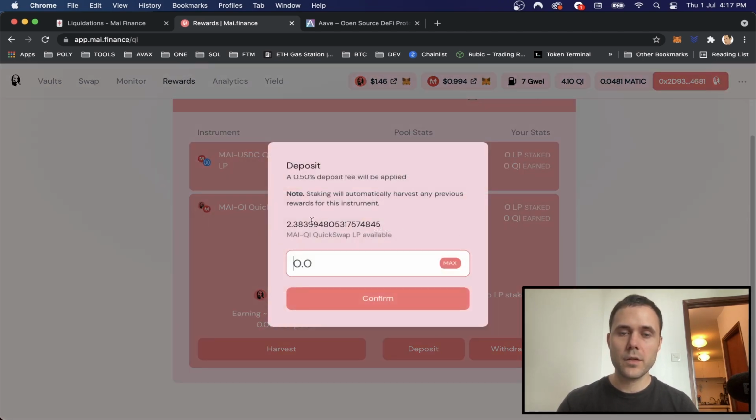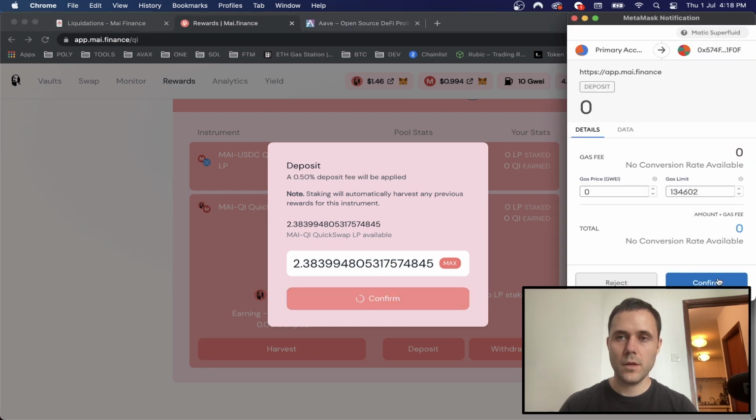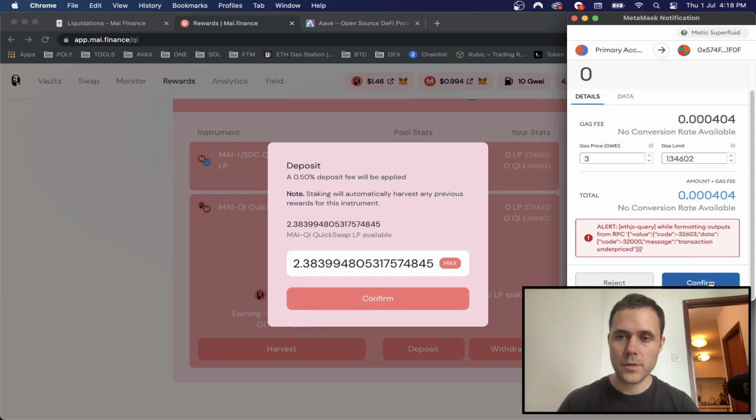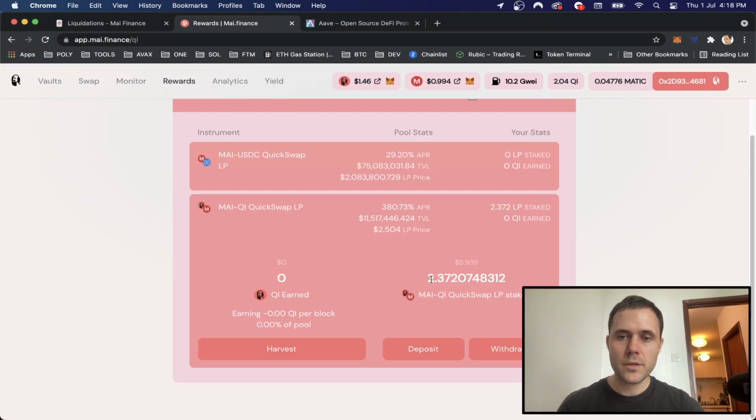We're going to click deposit and we can see we've got our liquidity pool tokens here. And also note there is a 0.5% deposit fee which is applied when you're depositing on here. So we'll just confirm that here and then confirm here. So I'll just confirm this and then bring our gas price up a bit and confirm. And then once that's done, your liquidity pool stake should appear here. And we can see we've got LP staked here and we can start earning the Chi, which should be around 1% a day, which is fantastic gains.